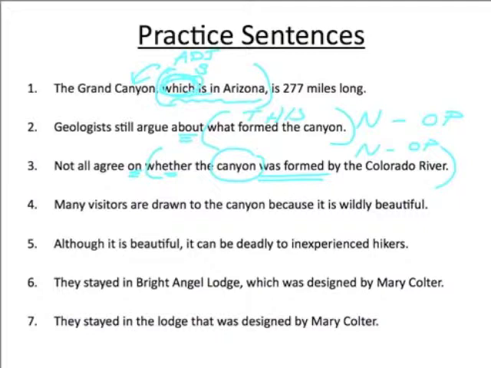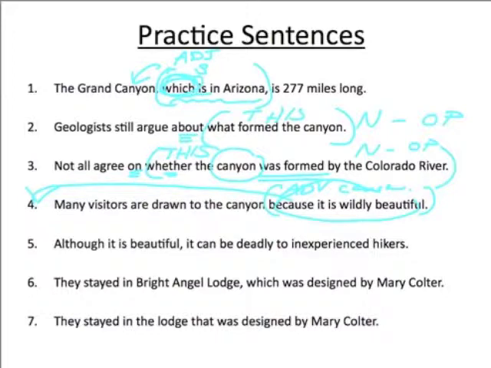And again, not all agree on this. The this test works really well there too. Many visitors are drawn to the canyon because it is wildly beautiful. Because it is wildly beautiful. Pretty obviously adverb of cause, right? And again, here you can see you could move this whole thing to the beginning of the sentence. Because it is wildly beautiful, comma, many visitors are drawn to the canyon.